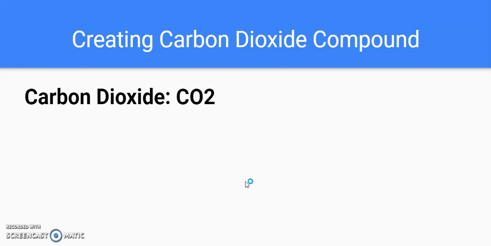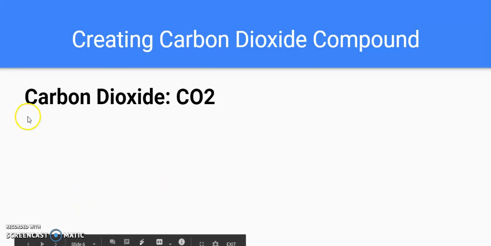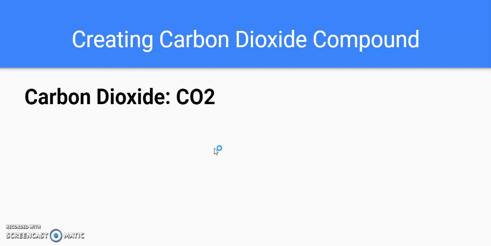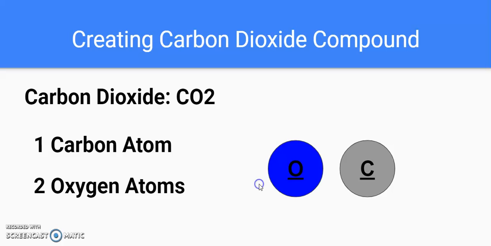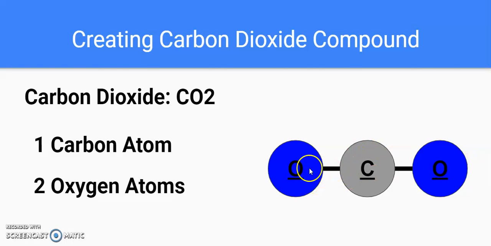Next, we're going to be creating the carbon dioxide compound. So I'm going to have you bring out a piece of paper and a pencil and draw out and write out carbon dioxide. So it's CO2. Okay, so now that you have done that, you should have down that it has 1 carbon atom and 2 oxygen atoms. So we should have 1 carbon atom and 2 oxygen atoms. And then I hope you did not forget that we had to create the chemical bonds in between. So there we have the chemical bonds connecting oxygen to carbon.